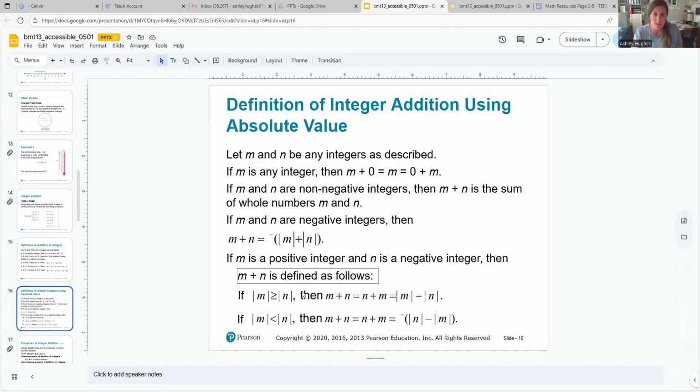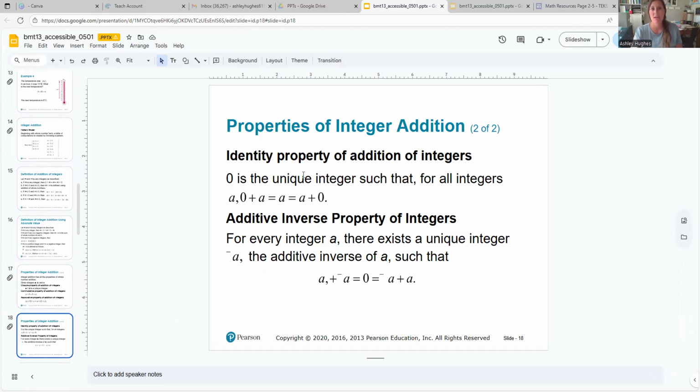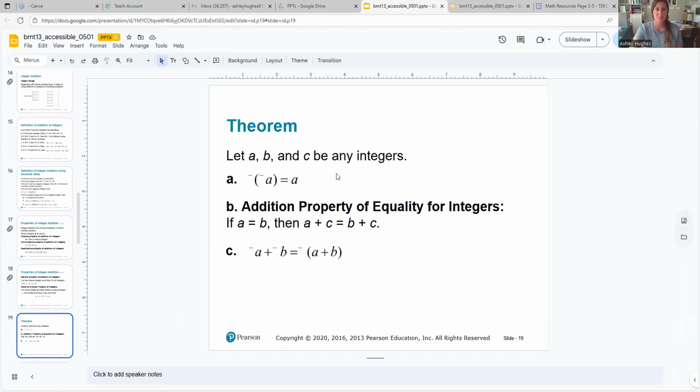This is talking about absolute value. Integer addition has all the properties of whole number addition. So it's unique, has the commutative property where you can switch them around, or the associative property, which means the order does not matter. The identity property is 0 because when you add 0 to a number, it stays the same. The additive inverse is the opposite number. So -3 and 3, 5 and -5, because that returns 0.